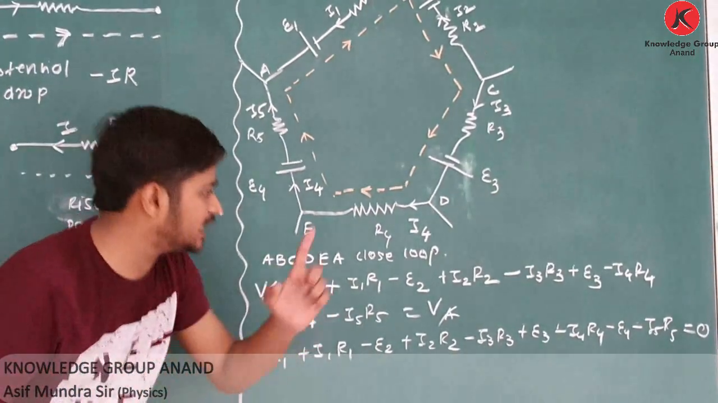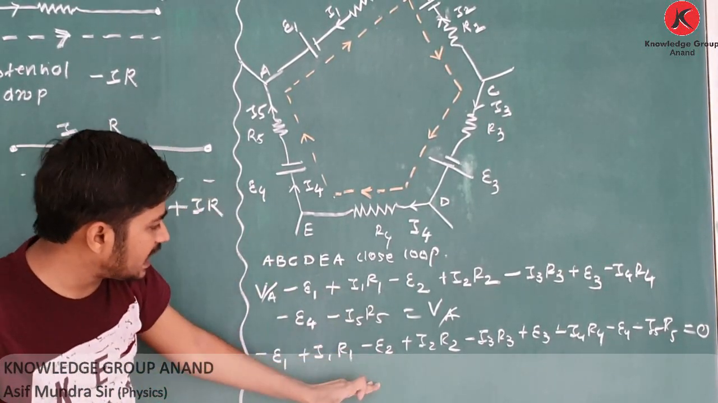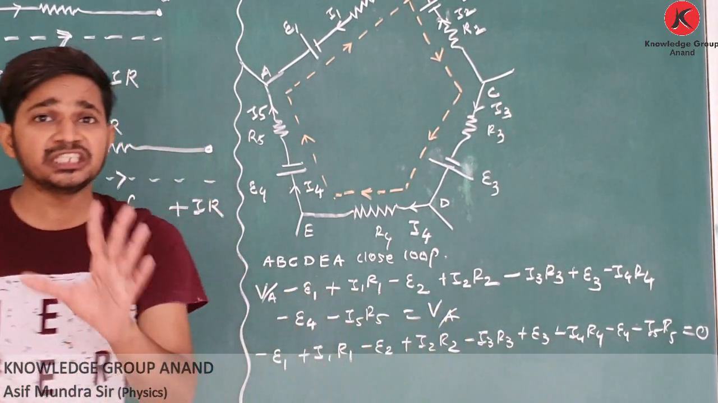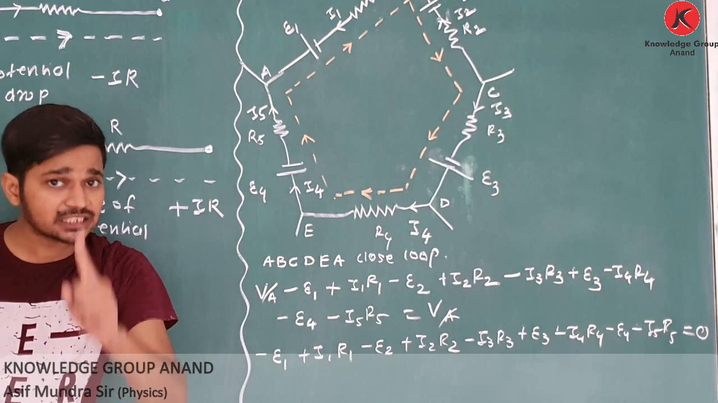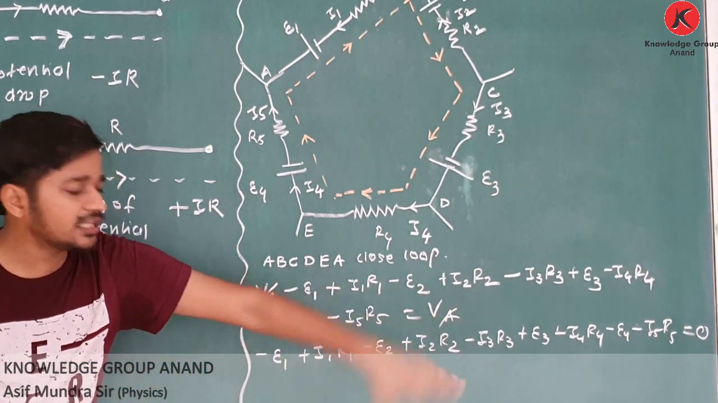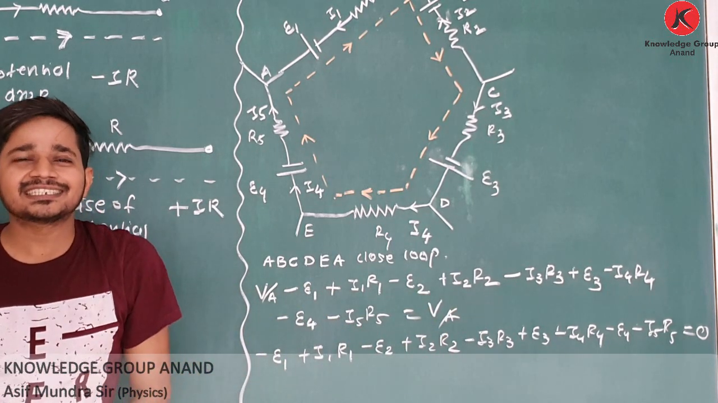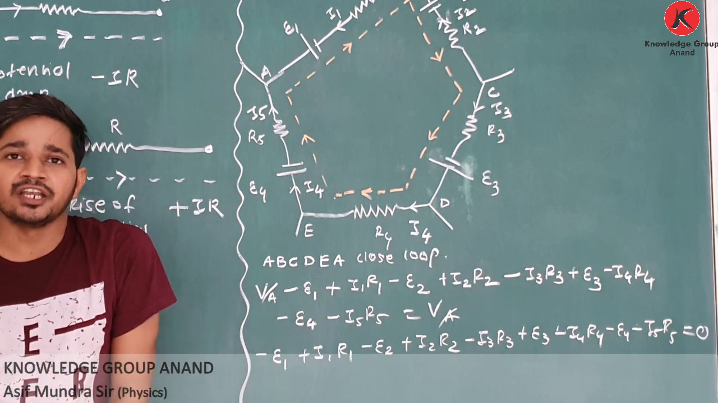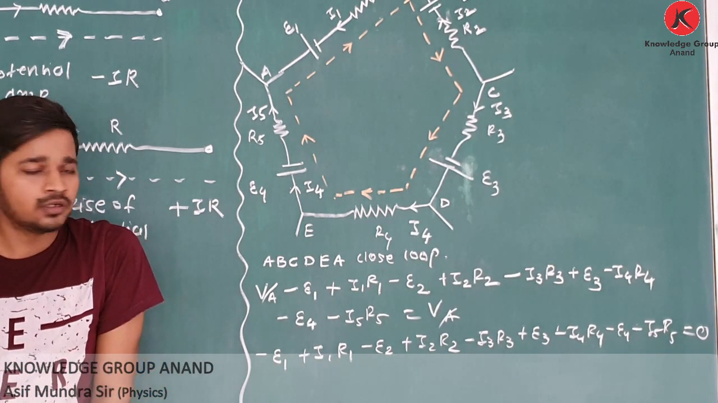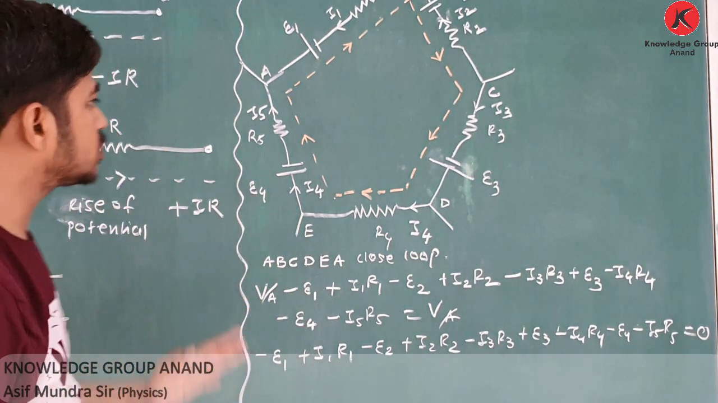This means the algebraic sum of changes in potential across each element, cells and resistors, is 0. Clear? And yes, it is Kirchhoff's second law, Kirchhoff's voltage law. Clear about this? So it is all about Kirchhoff's voltage law.